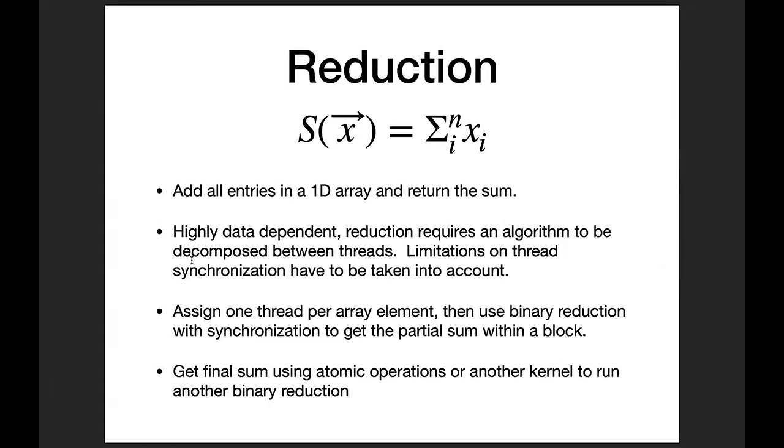So in programming, in your code, that means you have a one-dimensional array, and you want to sum over all the entries and get the sum. So this is a highly data-dependent operation. If you try to assign a single thread to a single element of this vector, and then have each thread add its value to the overall sum, you will run into what is called a race condition.